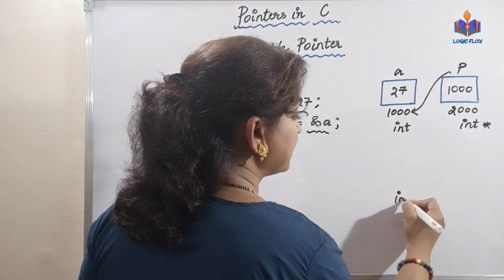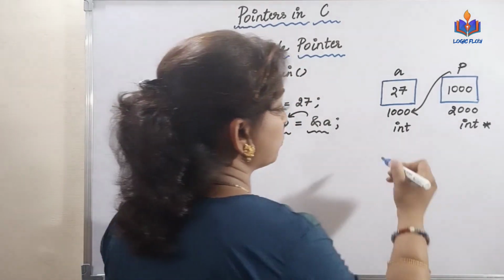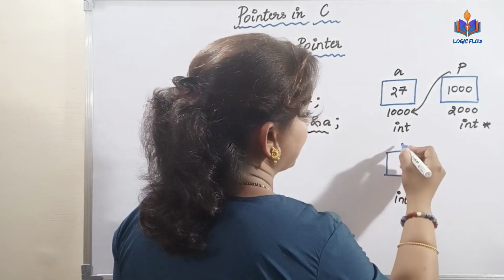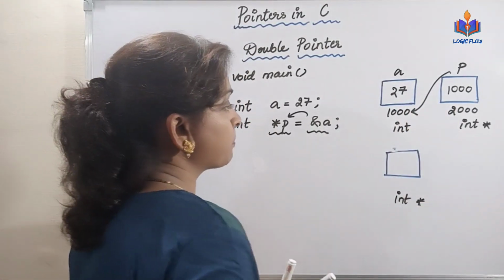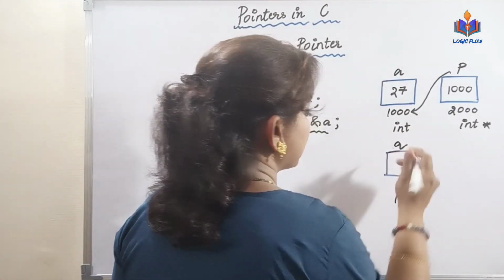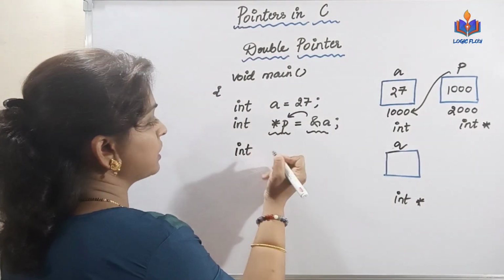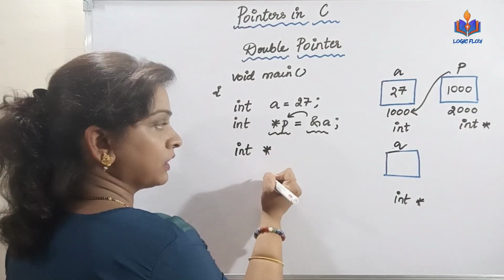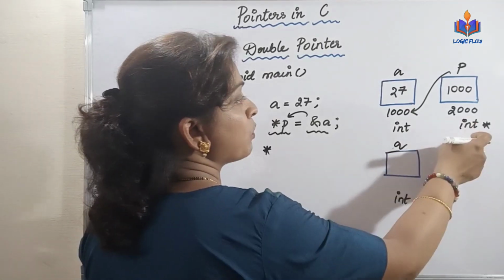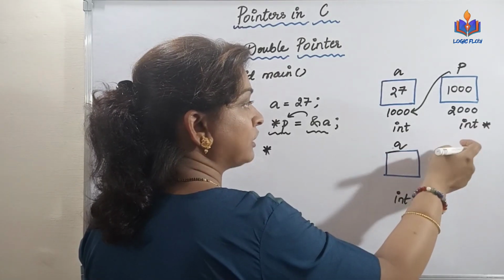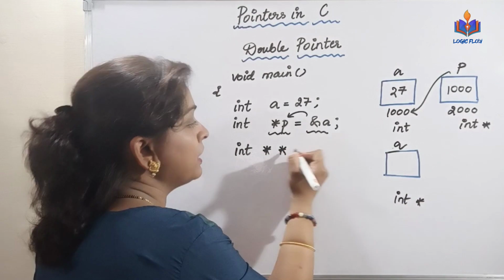When I say an integer pointer pointing to an integer, I should have one more integer pointer. So let us say I have an integer pointer q. So I have a pointer variable q, and this pointer variable q is an integer pointer, right? So how can I write that? This integer pointer variable should point to one more integer pointer. So I should have a pointer variable of integer pointer.